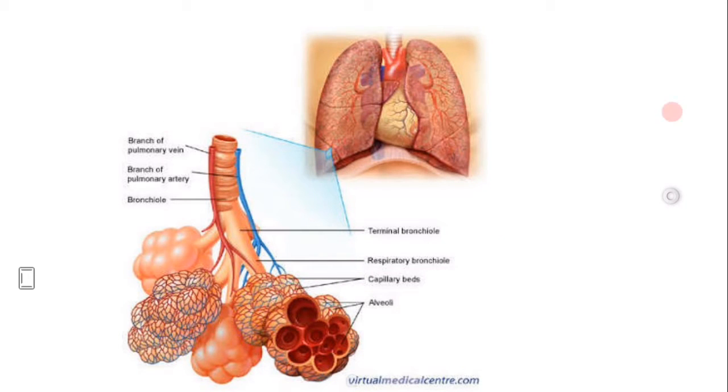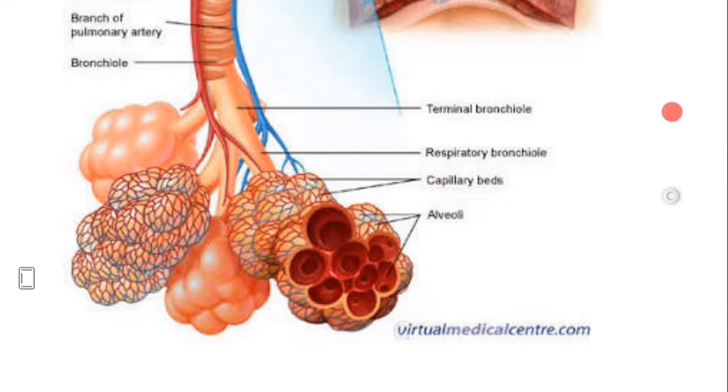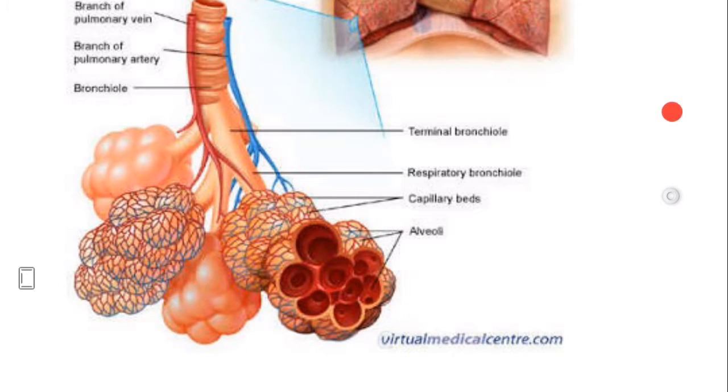Respiration involves the exchange of gases in our lungs with the external environment. This exchange takes place in millions of tiny air sacs, also called alveolar sacs, that are present in our lungs.